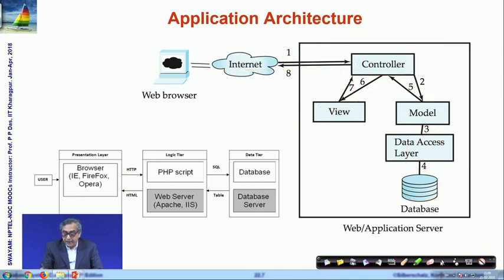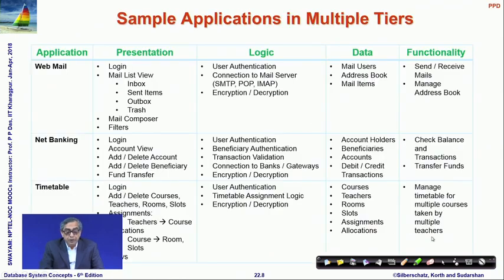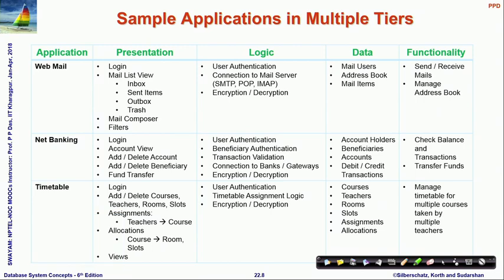That is the way this application architecture is expected to work. So, here I have created a small table showing you the different activities that happen at the presentation, logic and data layer of different common applications like webmail, like Google. At the presentation layer you will do things like login, mail list view, inbox, sent items, outbox, so on, mail composer, so that you can write mails, filters for checking different mails.